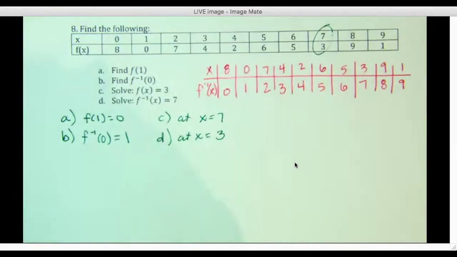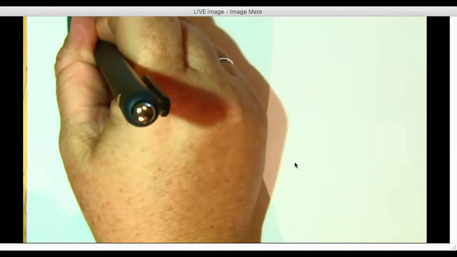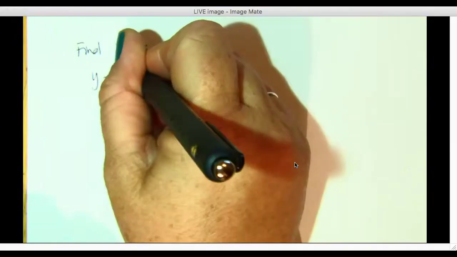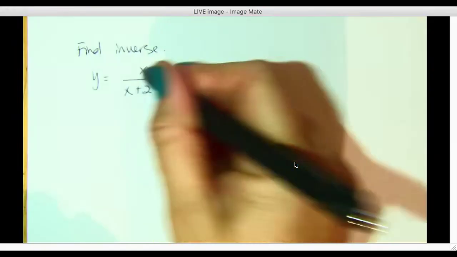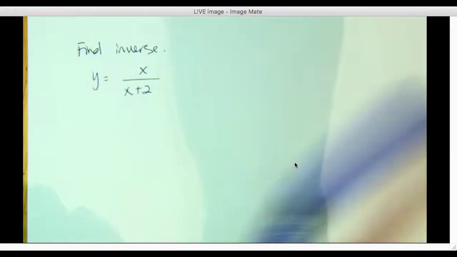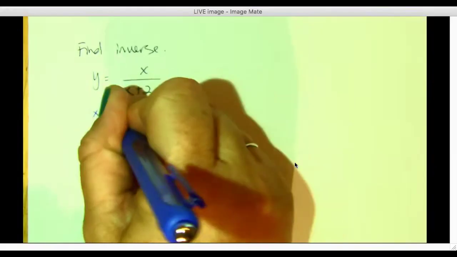All right, I'm actually going to add one more example, even though this is where the notes end. I would like to show you an example of finding the inverse with a rational function. So if I have the equation y is equal to x over x plus 2. Now, not only is it a rational function, but I have two separate x values. So if I want to find the inverse of this kind of example, I'm going to, again, switch my x and y. So x is equal to y over y plus 2.